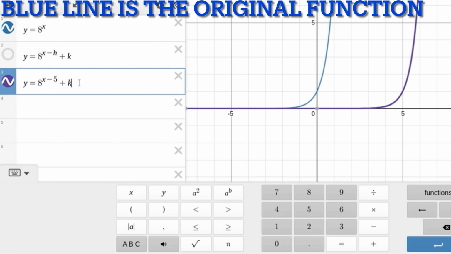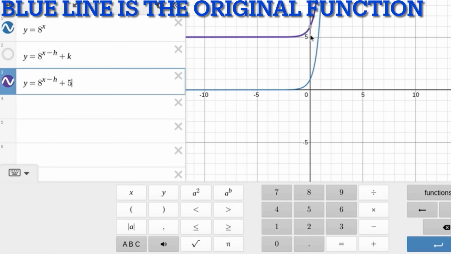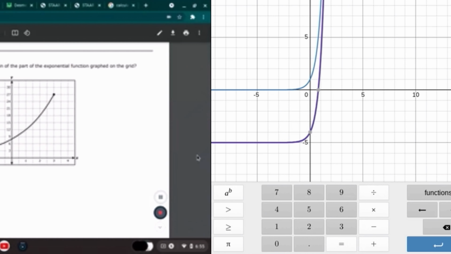However, k moves vertically. k controls the vertical movement. So k is going to move up 5 units or down 5 units, and it actually goes with the natural sign. So if k, for instance, is +5, it'll move up 5 units. And likewise, if it's -5, it'll move down 5 units.